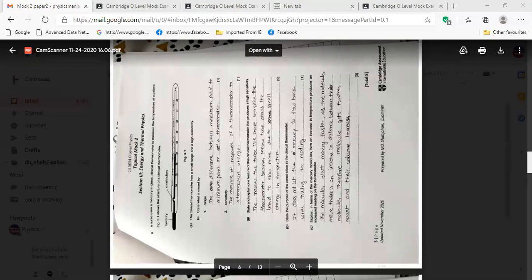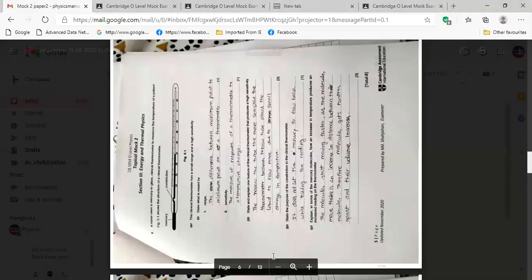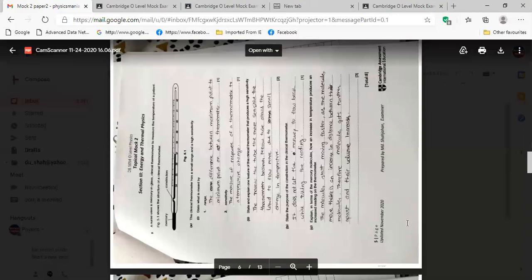Yes, sir. Sir, I wrote moving faster. So moving faster, kinetic, and you also wrote about expand, right? Yes, sir. And you wrote they move far apart. Yes, sir, I wrote increase the distance. That's why I took it as move far apart, so I can take it. Yes, sir.